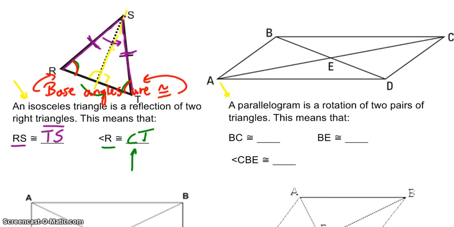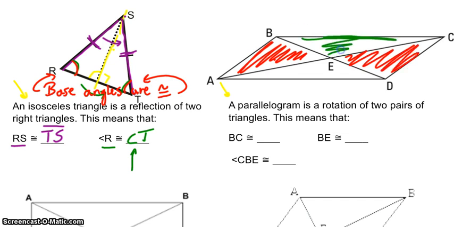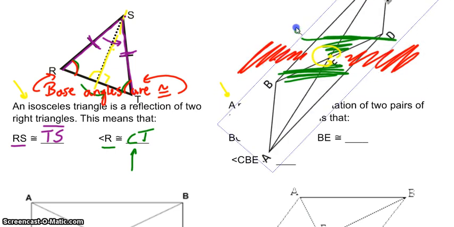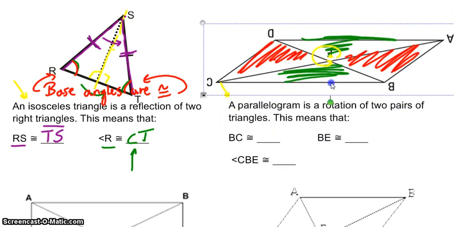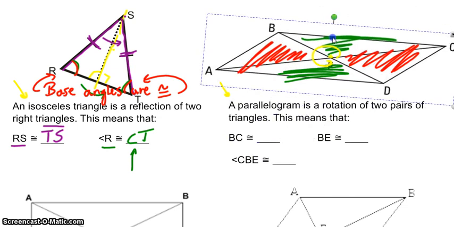The next question says that a parallelogram is a rotation of 2 pairs of triangles. Well, let's look at exactly what that means. So I'm coloring in 2 triangles right here in red that are a rotation of each other, and these 2 triangles in green are also a rotation of each other. Okay, about point E right here. That means if I took this parallelogram and rotated it about point E 180 degrees, I would get the same parallelogram. That's what rotational symmetry means.